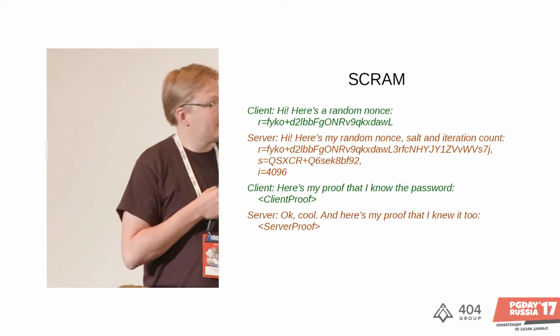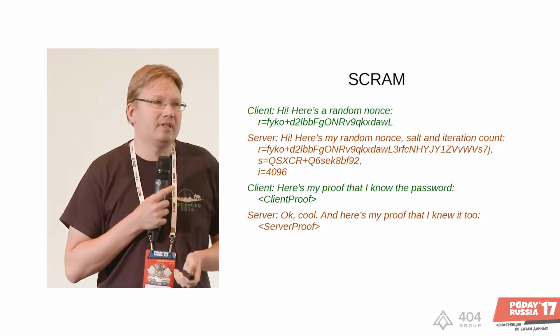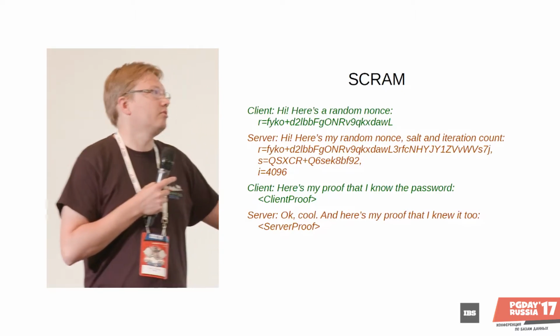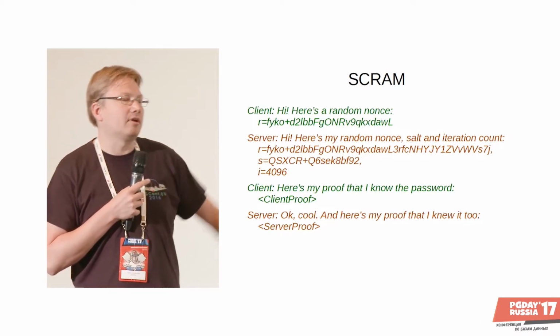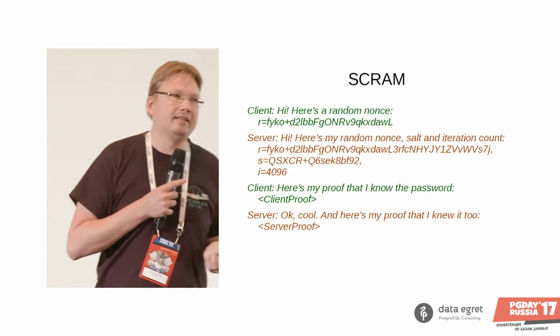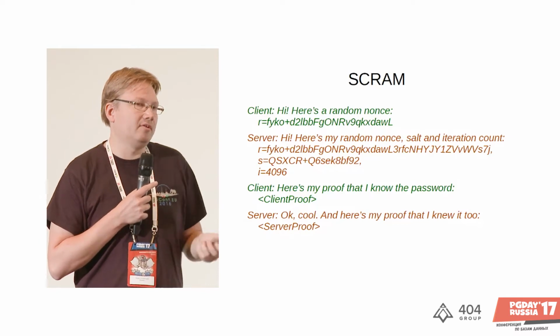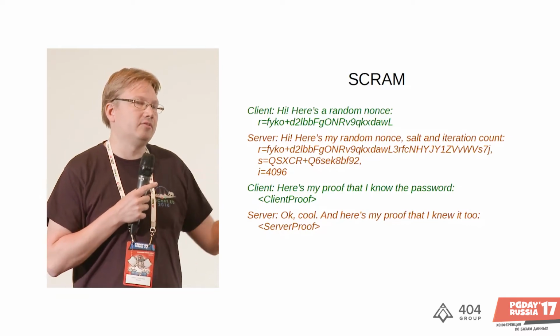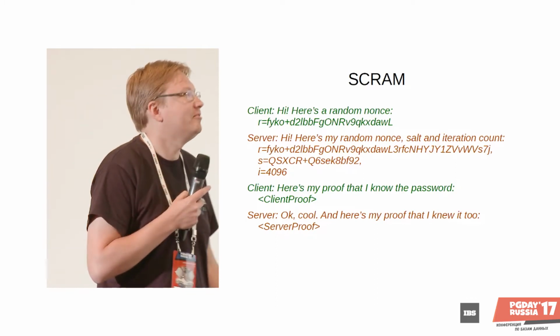And there's a nice fourth step here that's completely missing from the MD5 authentication, which is that the server will also calculate a different hash and send it back to the client. And the client can use that to verify that the server also knew the password. So with SCRAM, you not only authenticate the client to the server, but you also authenticate the server to the client, which is pretty clever.